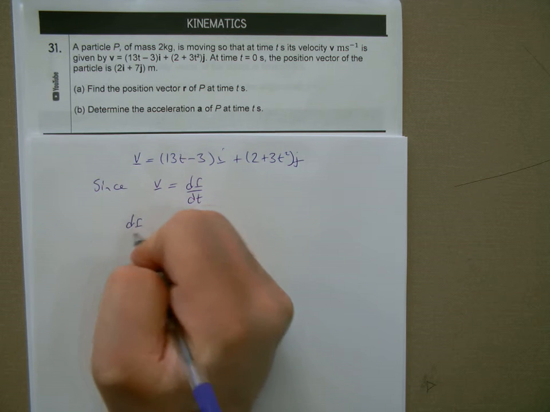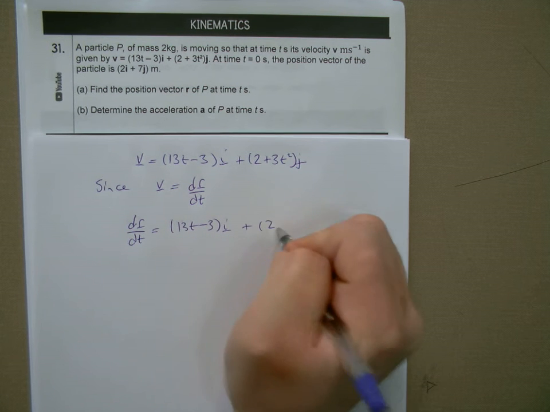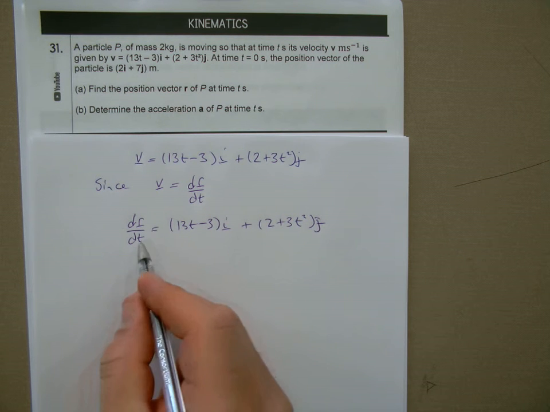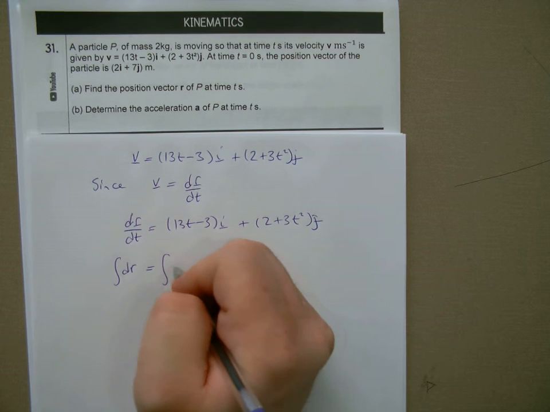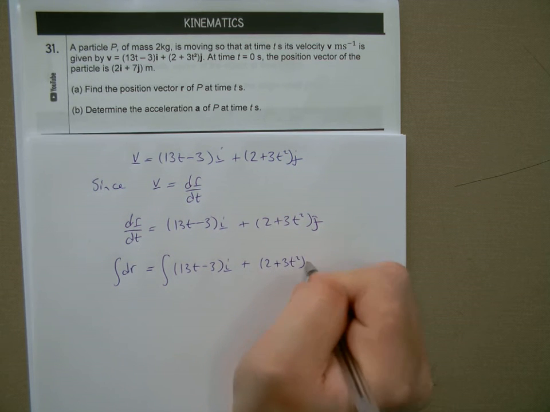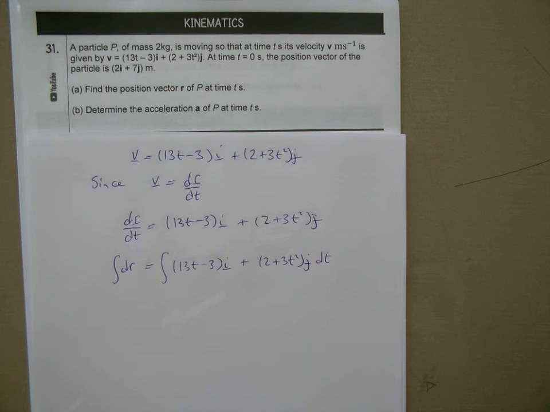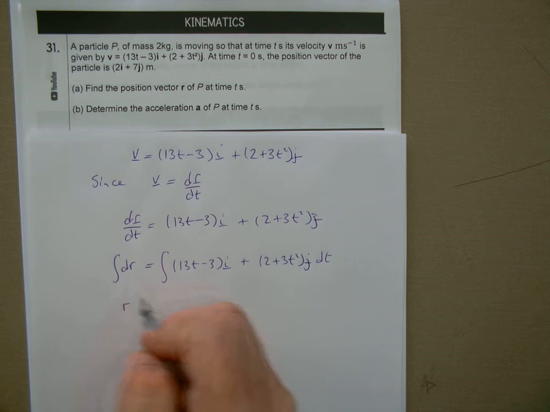We can put that equal to what we've got here, and then we can integrate to get r, so we can separate the variables. We can take the dt up here, and when we separate the variables, we need to have the integrals. So we have the integral of (13t minus 3)i plus (2 plus 3t squared)j dt. Now here you've just got 1 dr. When you integrate 1, you just get the variable, so it becomes r, because we're integrating with respect to r.